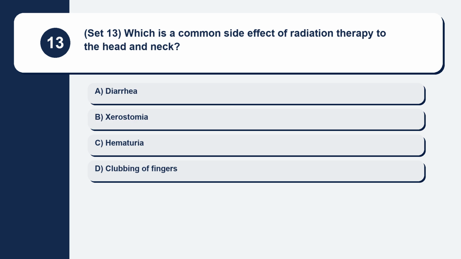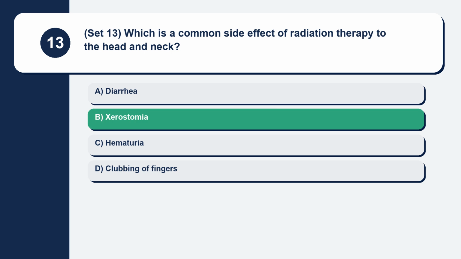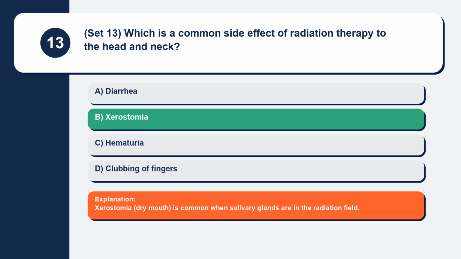Question 13. Set 13. Which is a common side effect of radiation therapy to the head and neck? Diarrhea, xerostomia, hematuria, clubbing of fingers. Xerostomia, dry mouth, is common when salivary glands are in the radiation field.